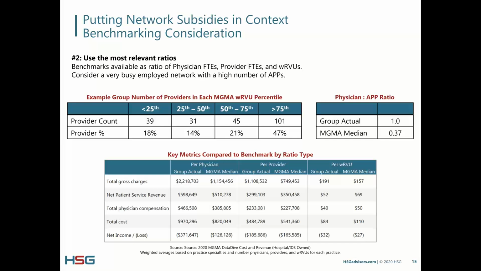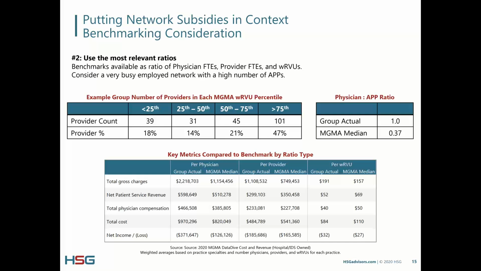And that does a few things when we look at the benchmarks. So if we think about the benchmarks on a revenue, on a cost, or even a loss basis, if we think about this group and we say, hey, we're going to take a per physician approach, you can see that on a per physician basis, the group is losing $371,000 per physician, and the MGMA median is 126. They're blowing that out of the water. But that's because they're A, really productive, and B, for every one physician, you've got a ton more APPs than when you compare yourselves to the MGMA benchmark. So that per physician number really isn't the right one to use.